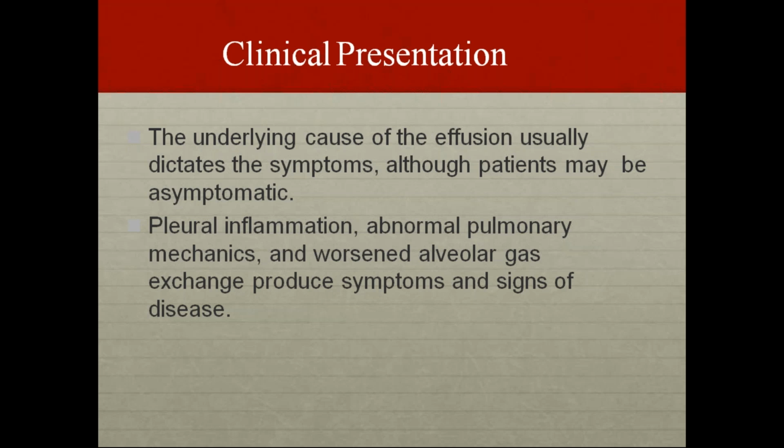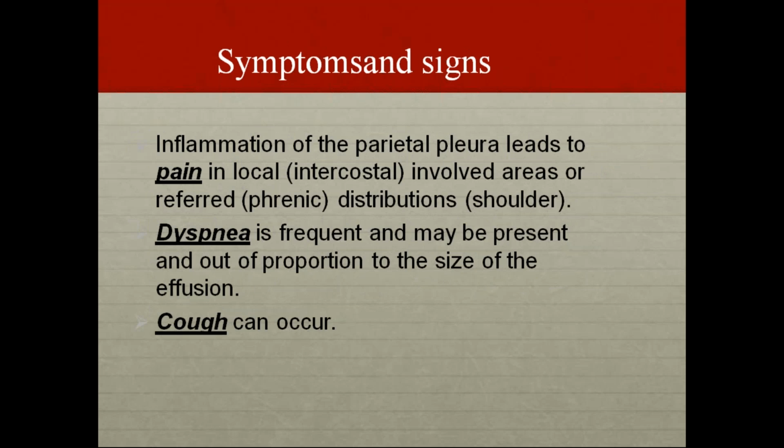What is it? The underlying cause of effusion usually dictates the symptoms, although the patient may be asymptomatic sometimes. The pleural inflammation, abnormal pulmonary mechanics, and worsened alveolar gas exchange produce symptoms and signs of the disease. What are the symptoms? Inflammation of the parietal pleura, as I said, leads to pain in the locally involved areas or the referred distributions, but pain can occur in pleural effusion, especially in pyogenic effusions like in empyema. It is usually painful. So pain is one of the things.